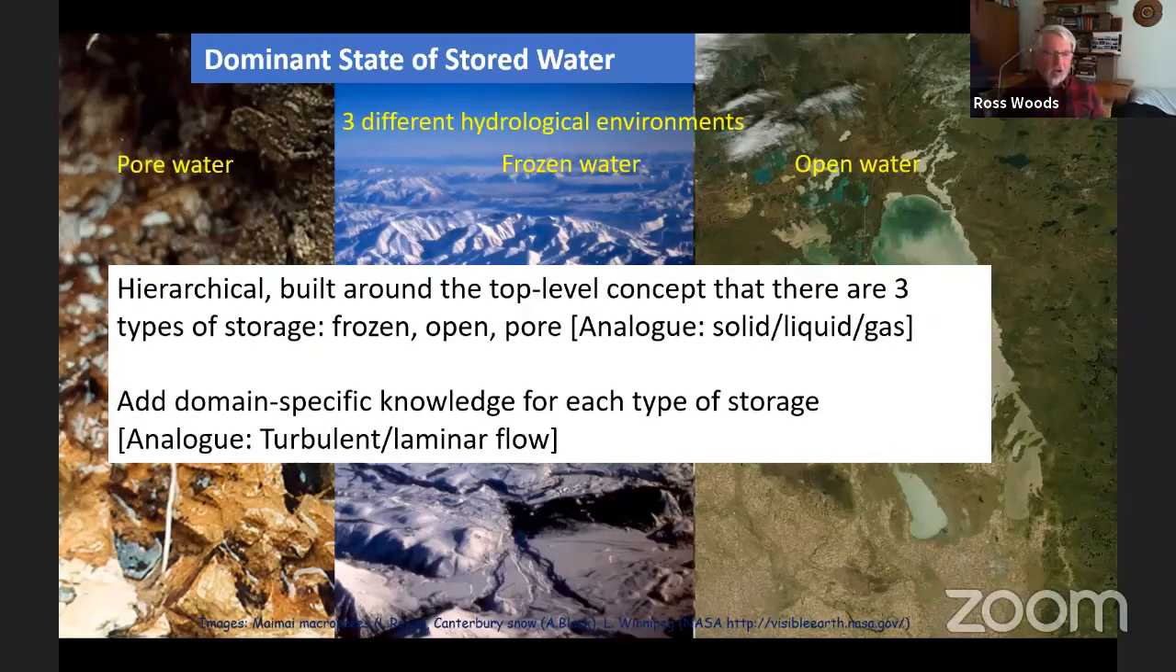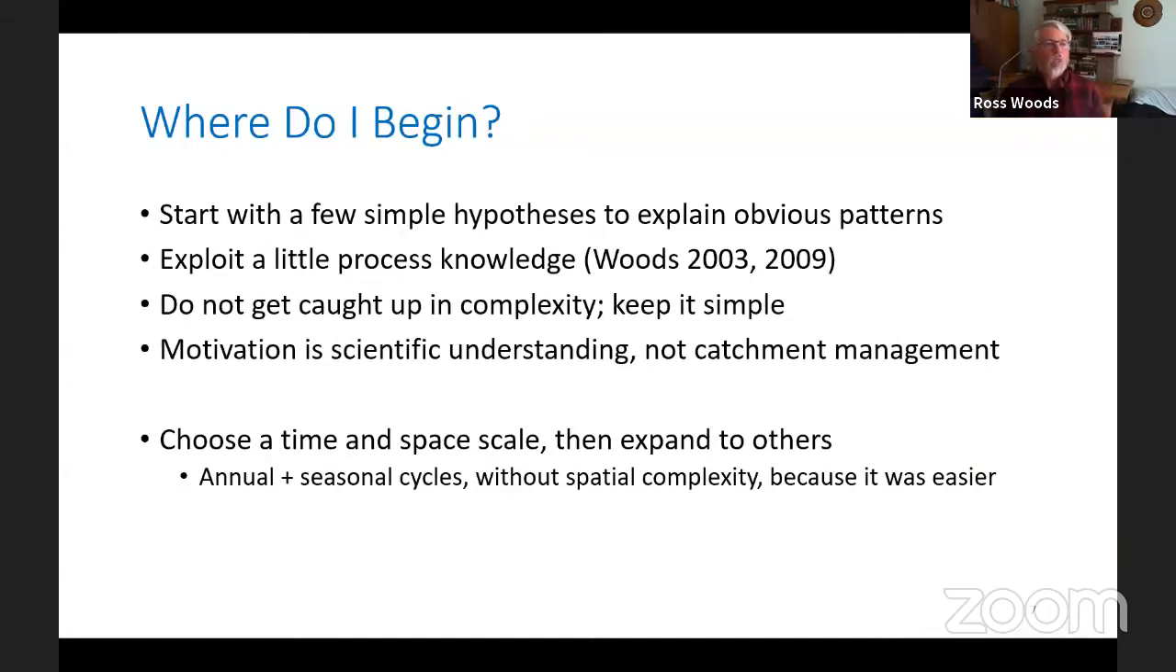If we know that we have flow which is laminar, for example, then we have a different way of describing it than if it was turbulent. It's still the same underlying fluid, it's just operating in a different regime. And my hope is that one day we might develop the same kind of thing for hydrology. This seems like a very ambitious thing to do, so you might wonder where to begin.